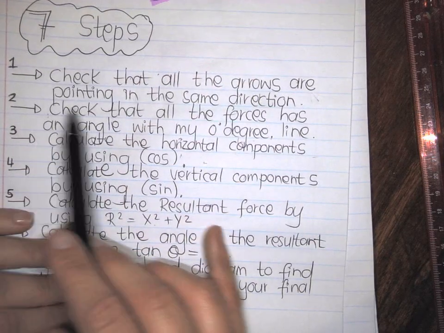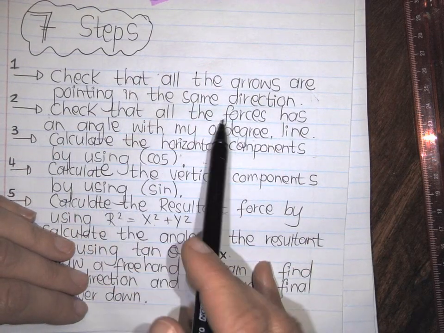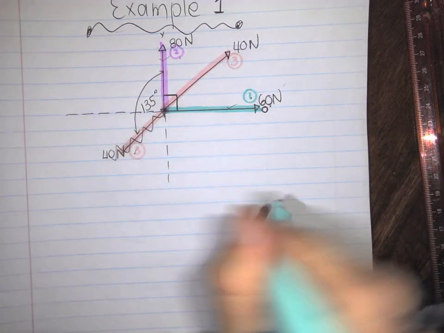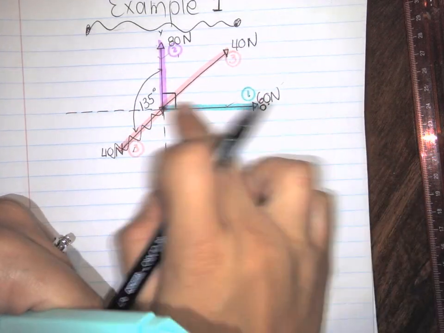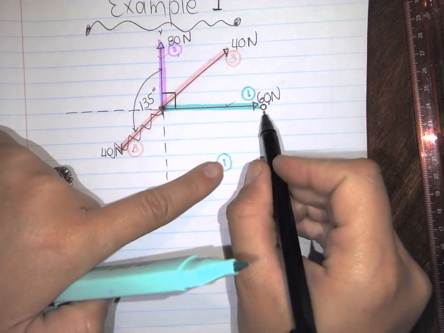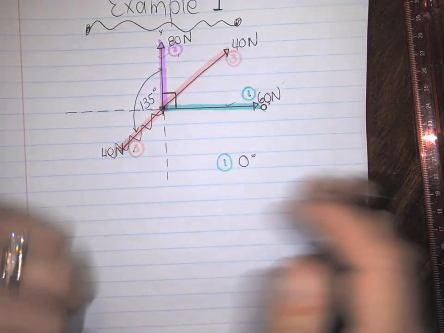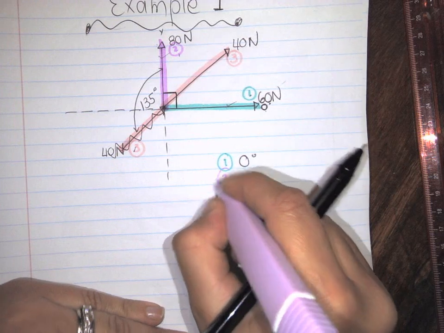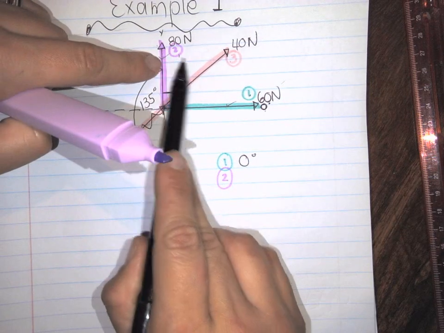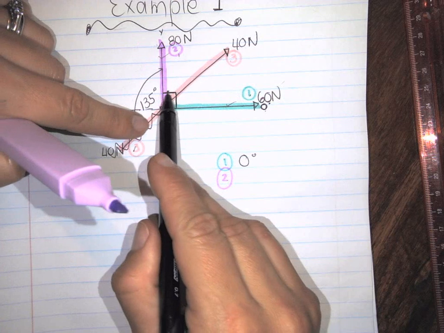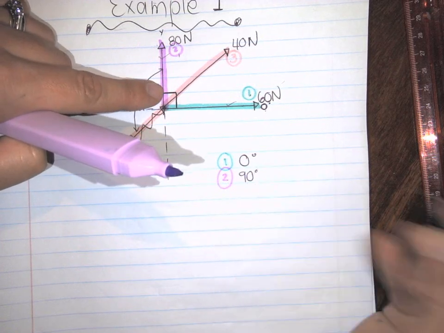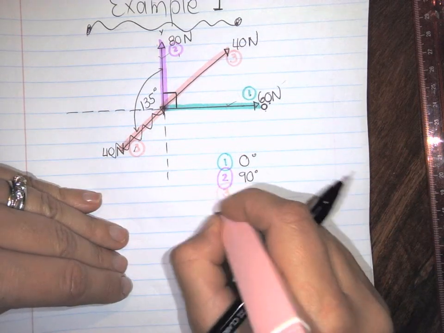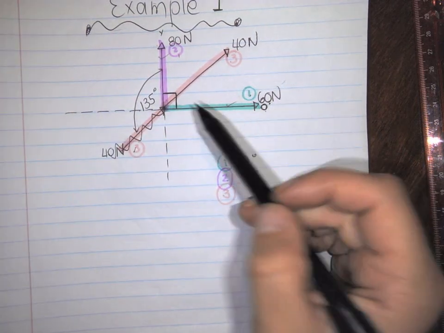Step number 2, check that all of the forces have an angle with my 0 degree line. So force number 1 is on the horizontal, on the 0 degree line. So its angle with the 0 degree is 0. It's on it. Then number 2, from there to the 0 degree line, if they draw this little block, it means it's 90 degrees. And then force number 3, we have to go and figure out now.